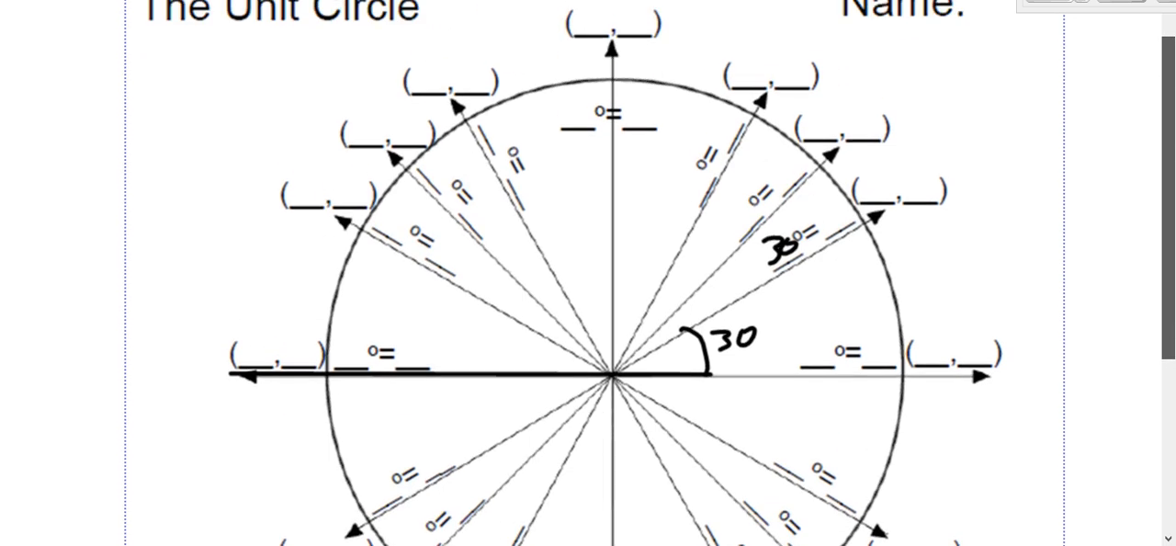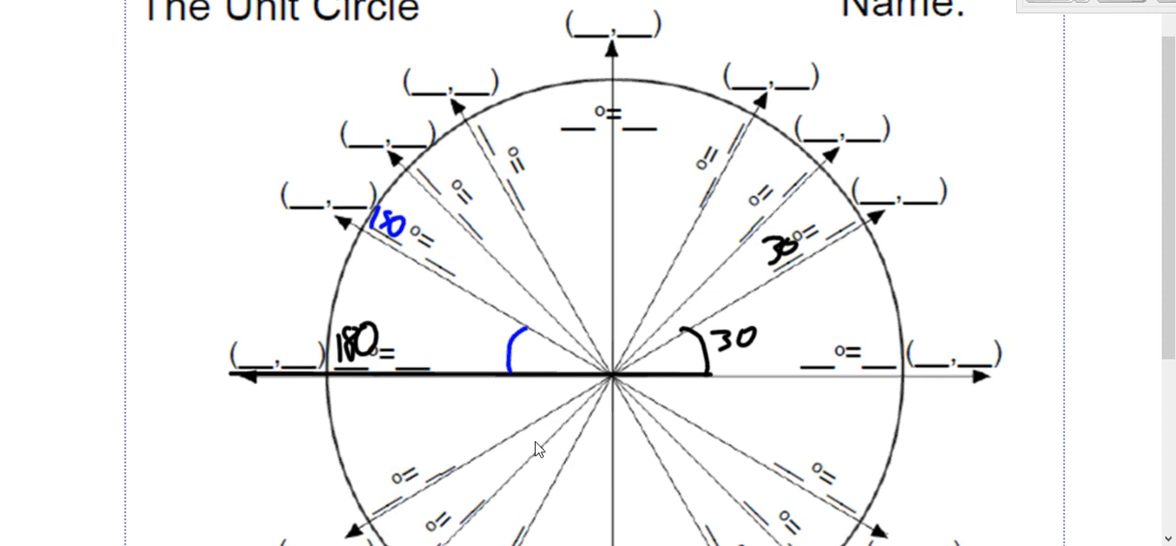Now, for the reference angles, we're measuring 30 degrees up from the x-axis, or 30 degrees down from the x-axis, the positive x-axis or the negative x-axis. So, this is 30 degrees, that's 30 degrees. Now remember, straight to the left, that's 180 degrees. So if we measure 30 degrees up from that, we're going 180, backing it up 30. So that means this angle over here is 150.